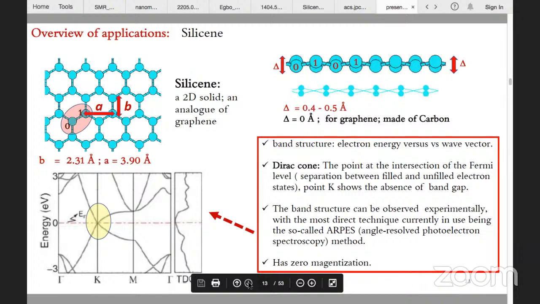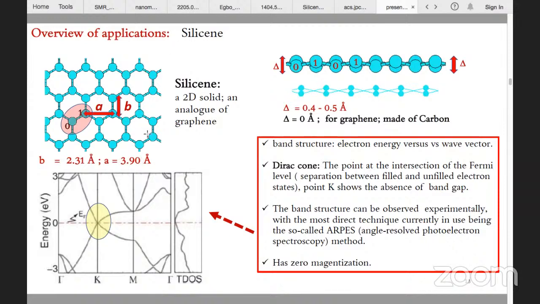Silicon is similar to graphene in the sense that they are both two-dimensional systems. It's made of silicon, compared to graphene, which is made of carbon.